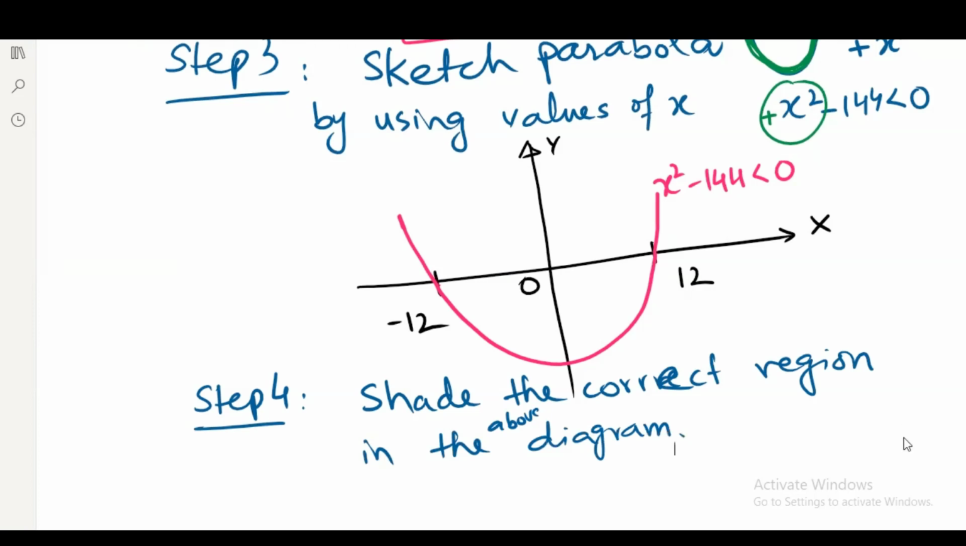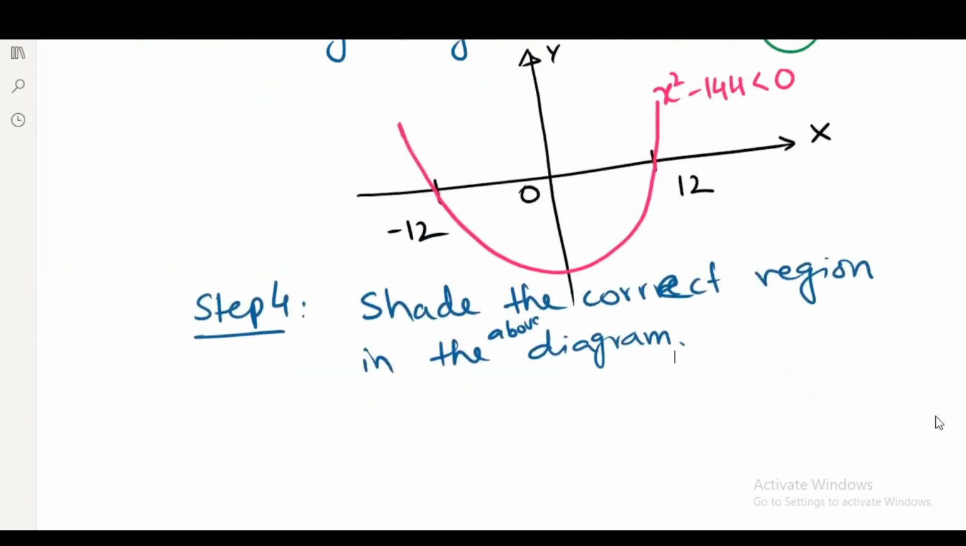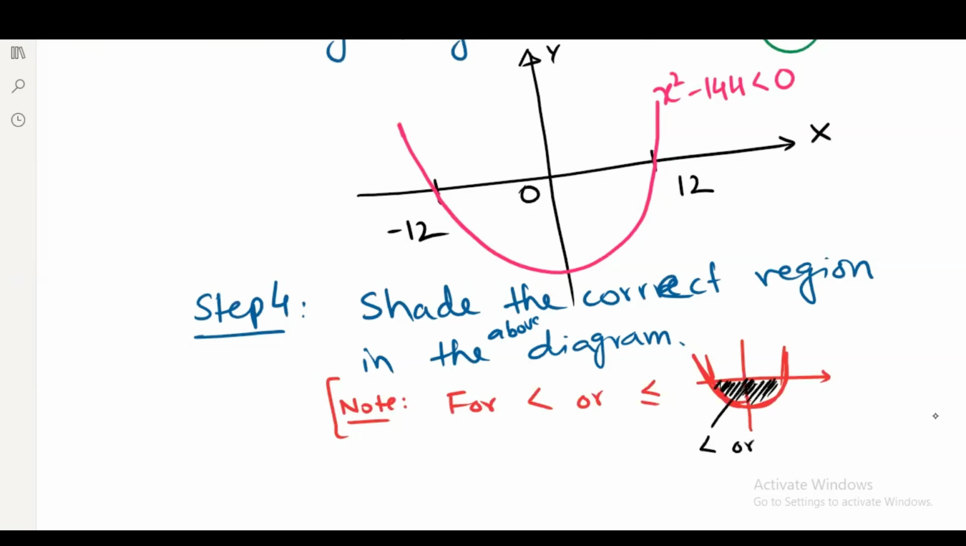In this diagram, there is a note. You should know that for the less than or less than or equal to sign, this is the parabola and this is the correct region. The region below the x-axis is for the less than or less than or equal to sign. In the original question, this is the less than sign here. So we have to shade this region.